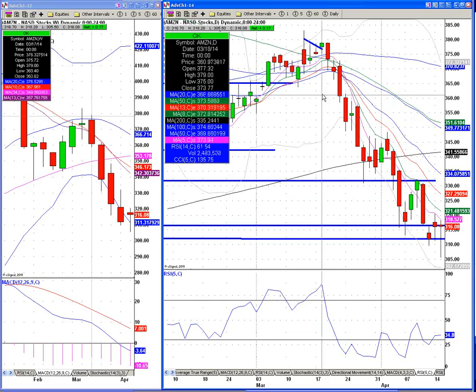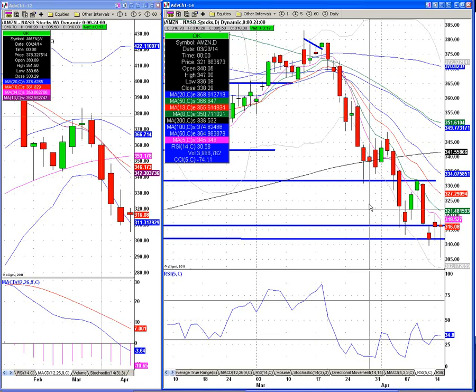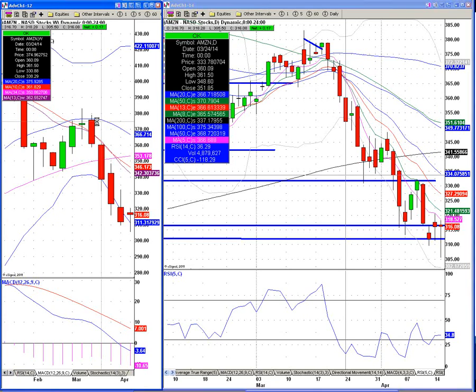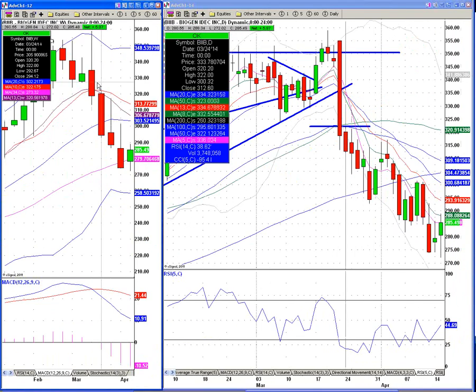We move forward to the daily chart over here on the right, and March 17th starts right here, and the price starts breaking down, breaking below the 50-day and 20-day moving averages aggressively. Could have been a shorting opportunity for you there, and it's just really been struggling since then. I believe another one that was on that list was Biogen.